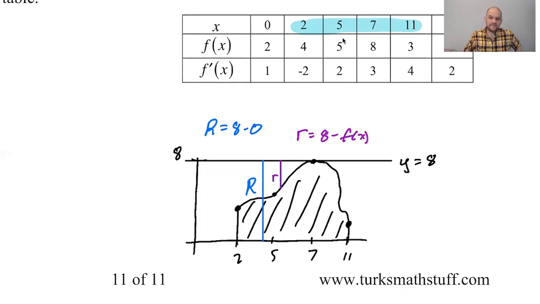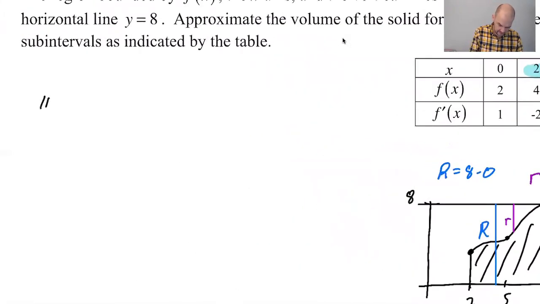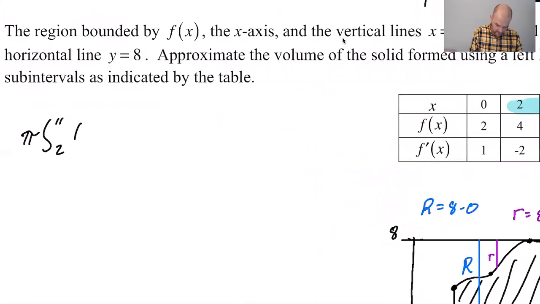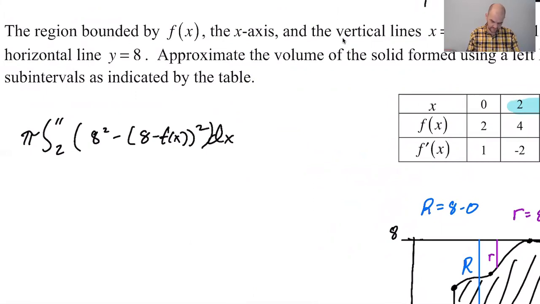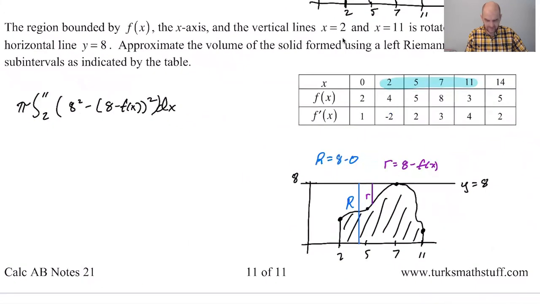Okay, so what are we going to do? First, we're going to write a definite integral, because if you don't write a definite integral, you can't do it. So it's going to be pi from 2 to 11, yep. Big radius squared minus little radius squared dx. There.